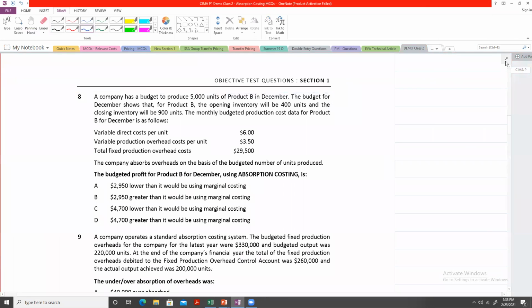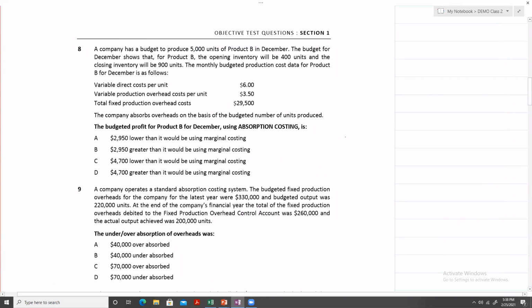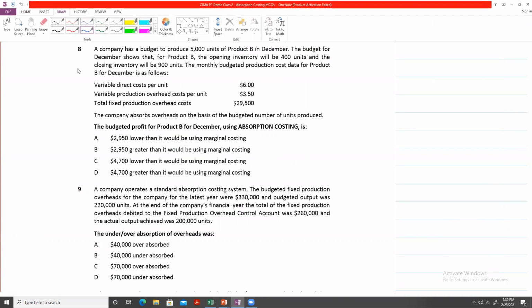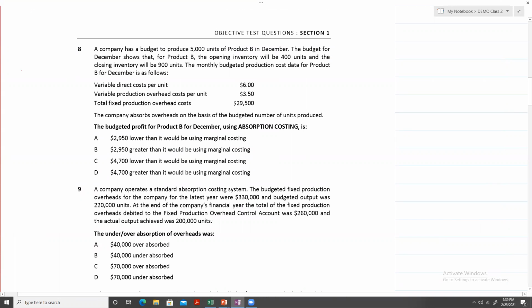Now, this is a question from the CIMA P1 Kaplan kit. Here I will give you some time to read the question, question number 8.